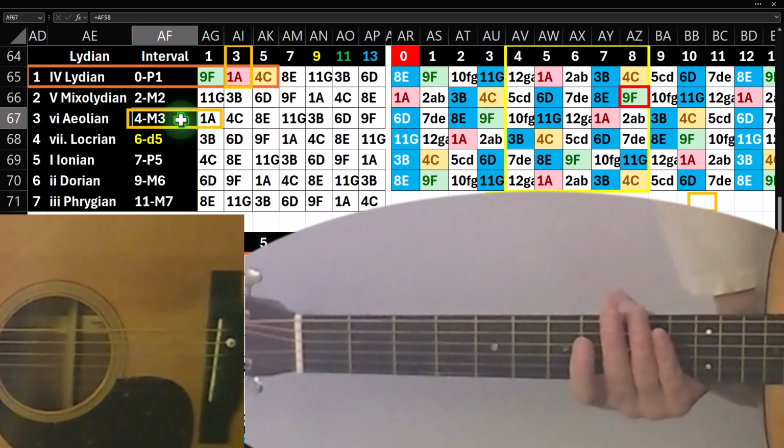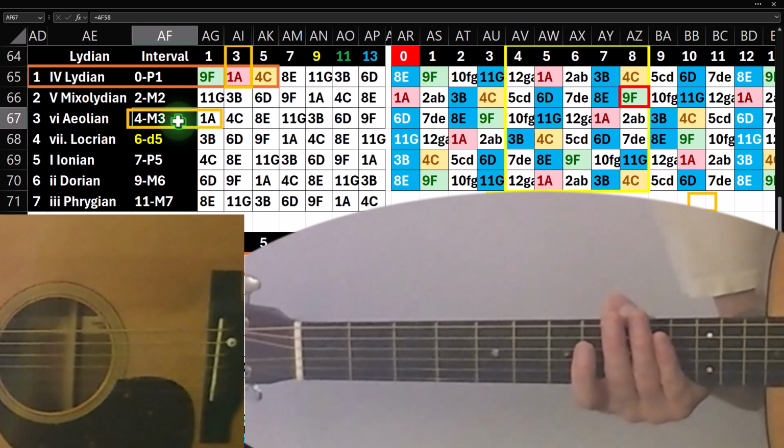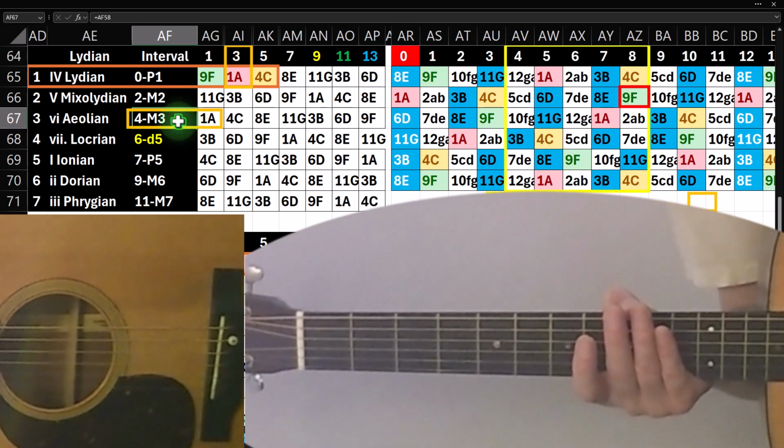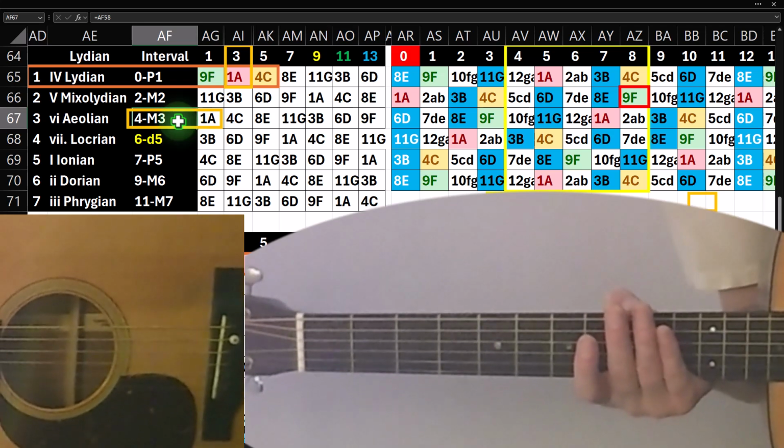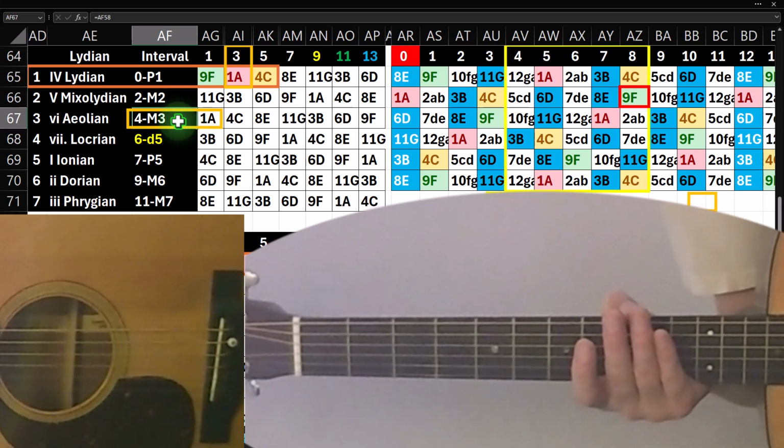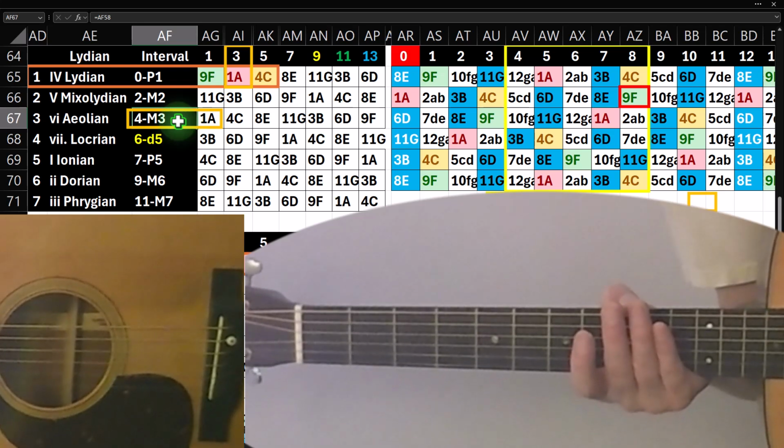And then we have a 4-note away major third. That's the defining characteristic that makes it a major mode, and which would make a major chord if we're thinking about a triad from it.